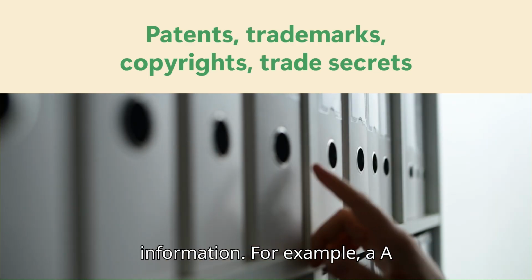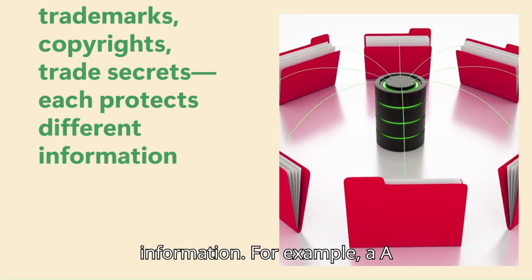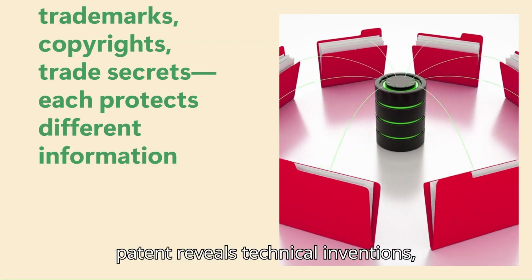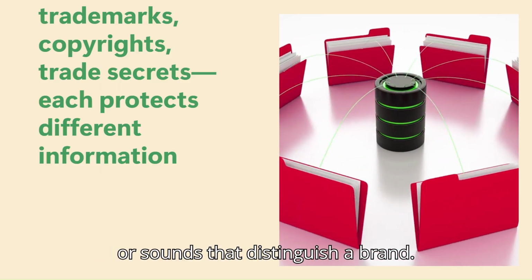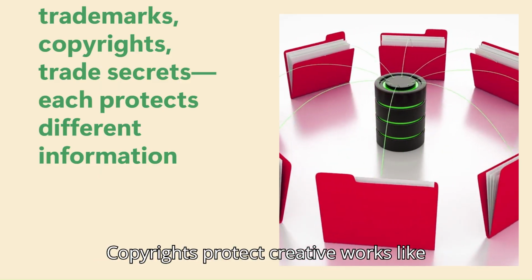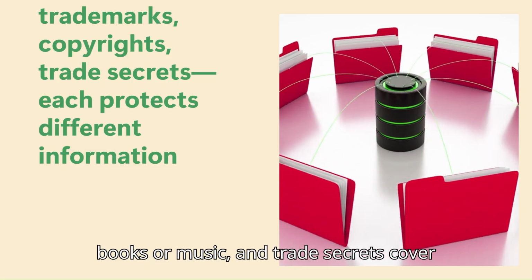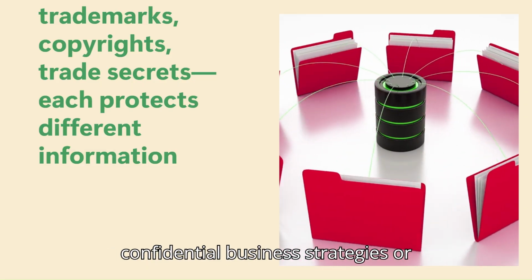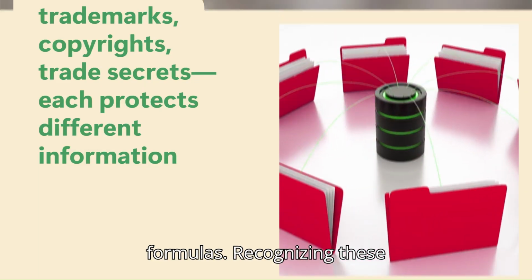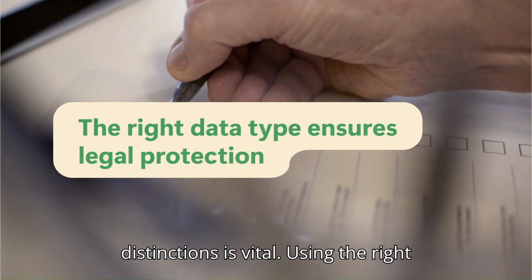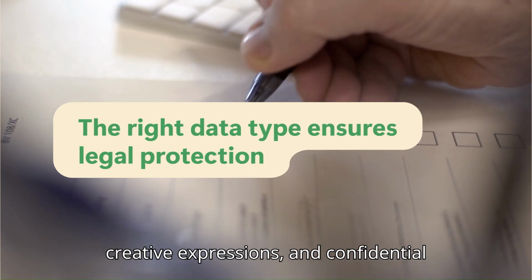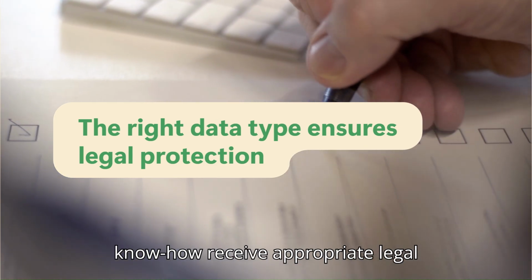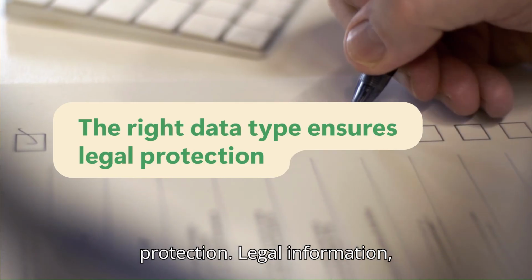Each one holds unique information. For example, a patent reveals technical inventions, while a trademark identifies the symbols or sounds that distinguish a brand. Copyrights protect creative works like books or music, and trade secrets cover confidential business strategies or formulas. Recognizing these distinctions is vital. Using the right data type ensures that inventions, creative expressions, and confidential know-how receive appropriate legal protection.